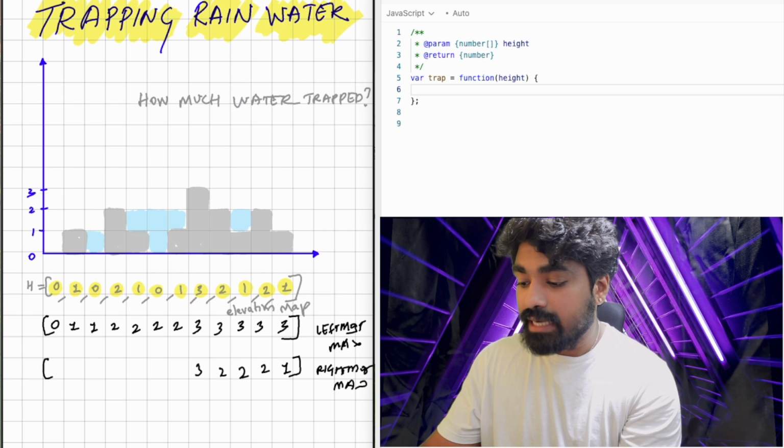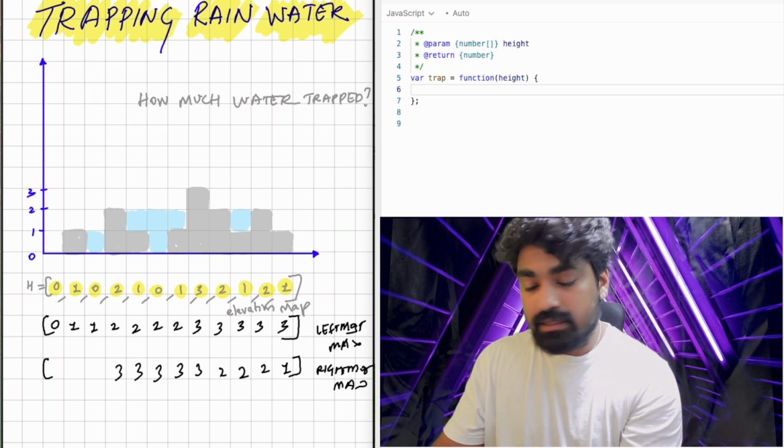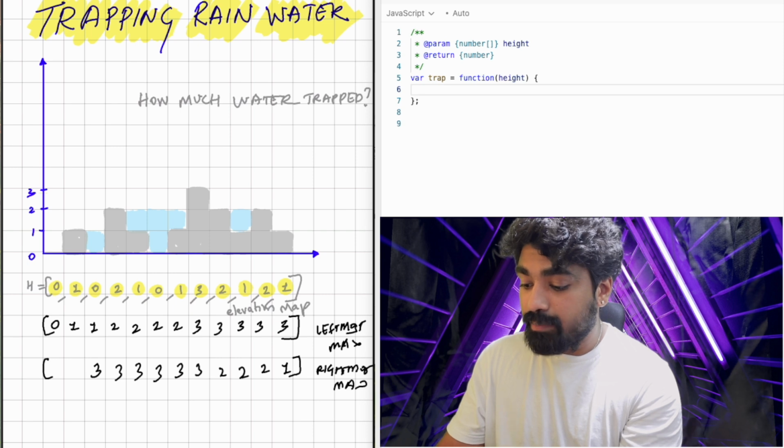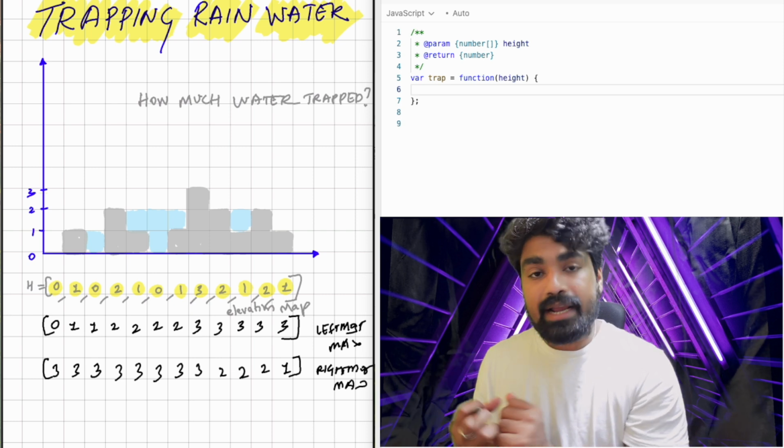1 and 3, 3 is higher, 0 and 3, then I will again compare 1 and 3, I will compare 2 and 3, I will compare 0 and 3 again, which is higher is still 3, 1 and 3 again gets compared, and then 0 and 3 again gets compared. So this is the rightmost max tracker that we have.